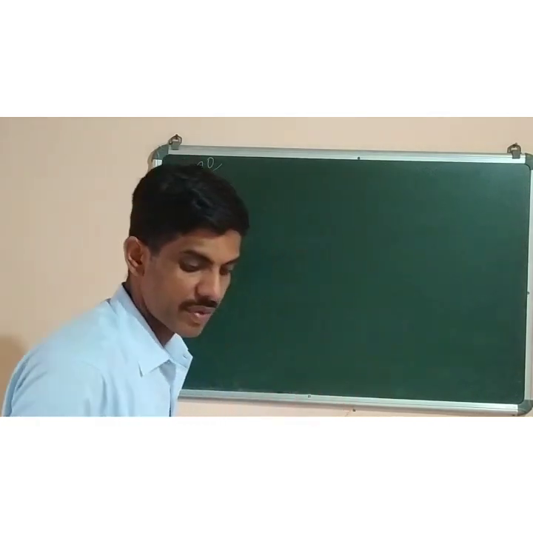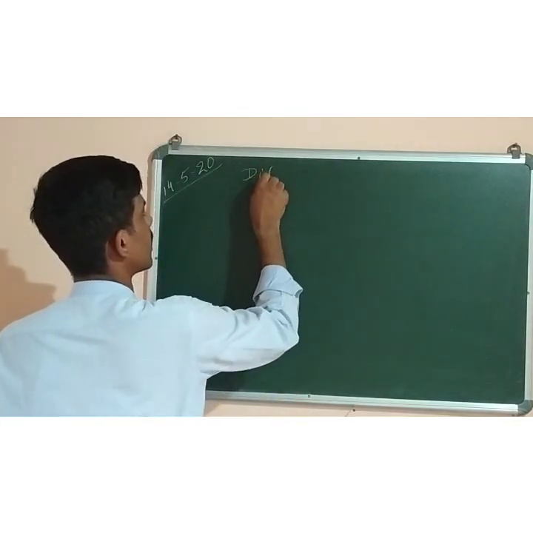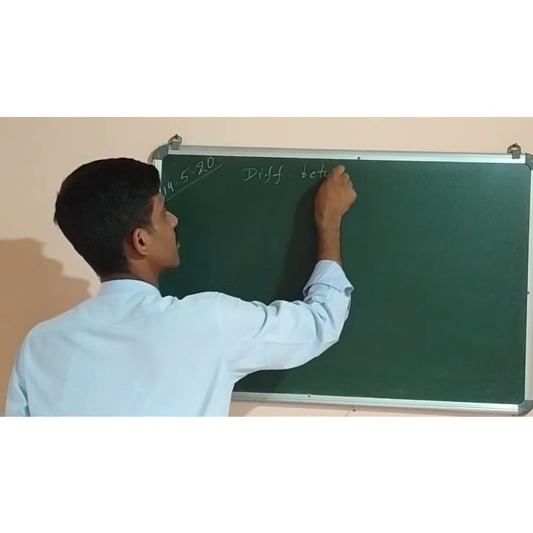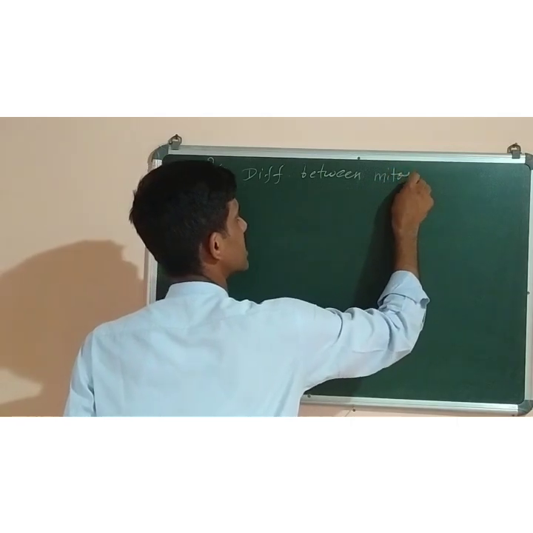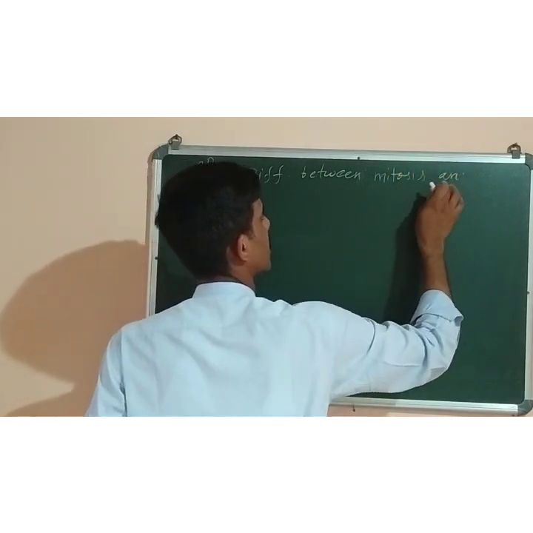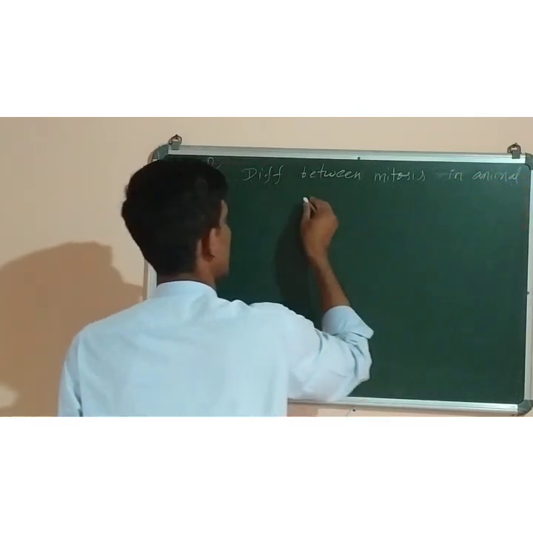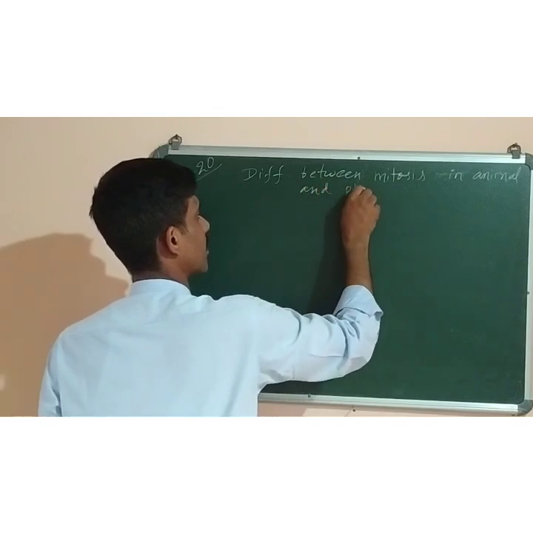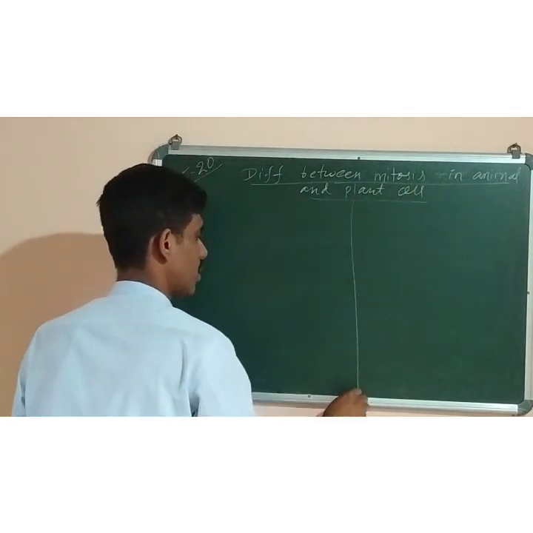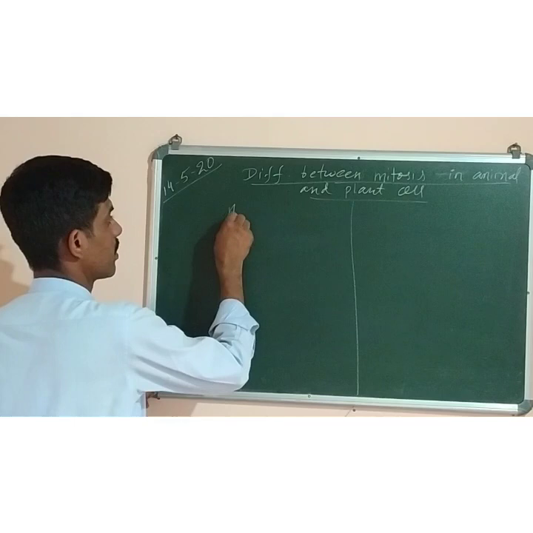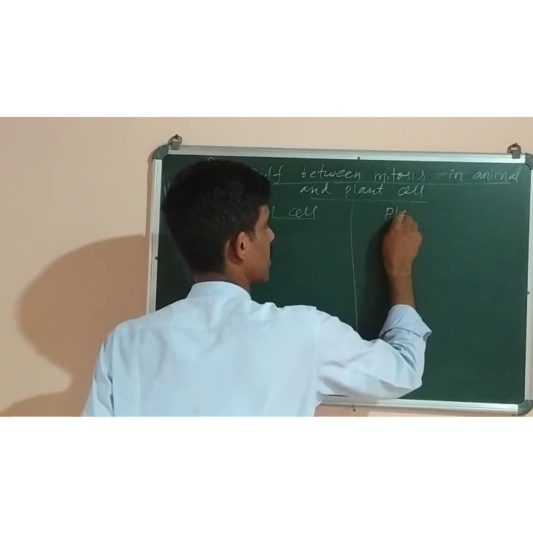Okay, now next is the differences between mitosis in animals and plant cells. So I will write here: differences between mitosis in animal and plant cell. What are the differences between these two? Okay, so we can draw a table like this. This side we have the animal cell. On the right side we have the plant cell.